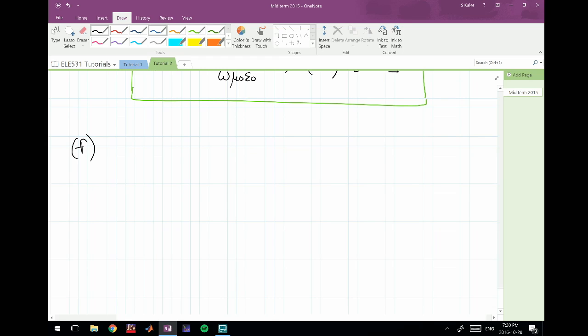It's just what? Part F? Power loss. What's the power loss? Power loss per unit length. So that's 1 mark.